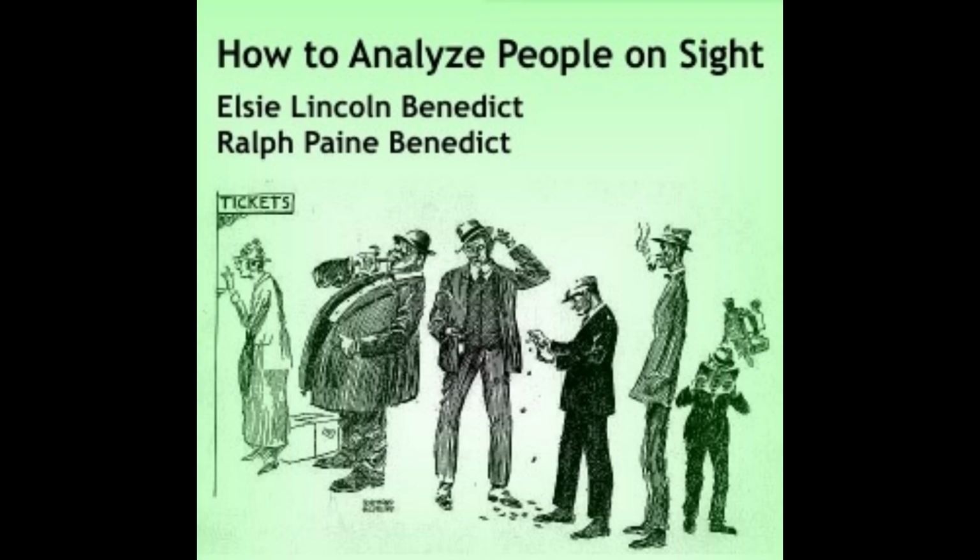Front matter of How to Analyse People on Sight. This reading by Carl Manchester, 2010. How to Analyse People on Sight through the Science of Human Analysis. The 5 Human Types. By Elsie Lincoln Benedict and Ralph Paine Benedict.